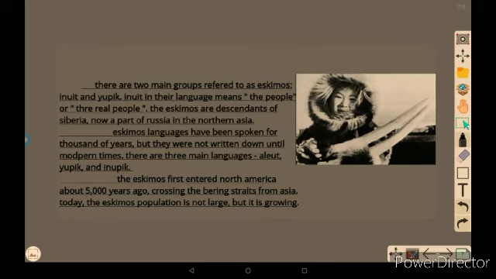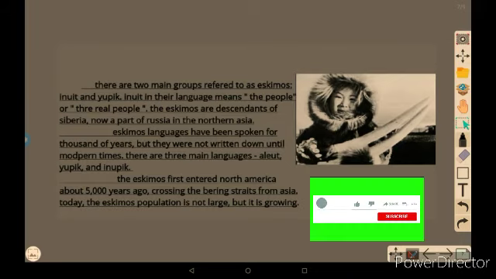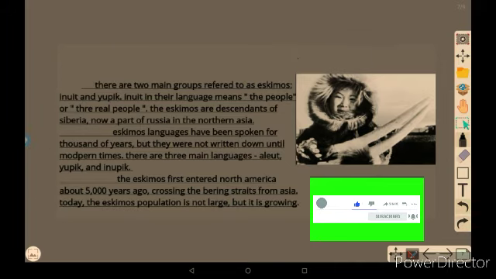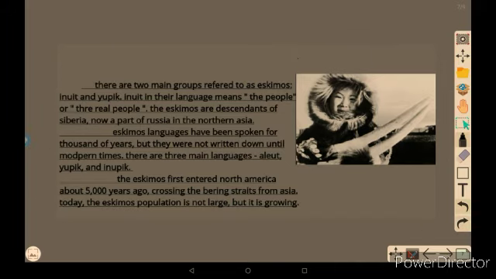Okay, so today the Eskimo population is not large, but it is growing nowadays. So this was the last part. Firstly, let's conclude what we learned. There are two main groups, Inuit and Yupik. The word Inuit means the people or the real people, and the Eskimos are descendants of Siberia, part of Russia and Northern Asia. Means they lived there.